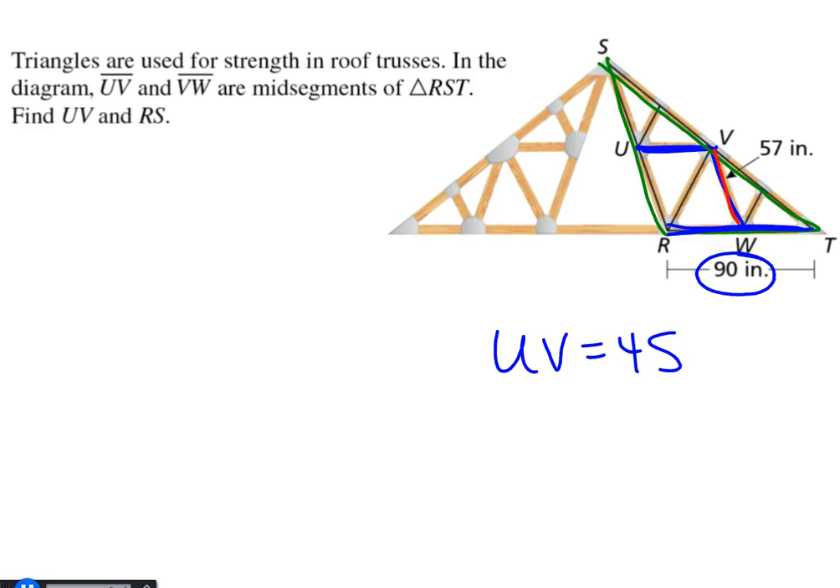Then if we look at this one, if this is 57, they ask us to find RS. That's the outside. It must be twice as long. So RS is going to be twice as long as 57, which is 114. And those are both in inches. So that's how we can use the midsegment to find pieces of other triangles.